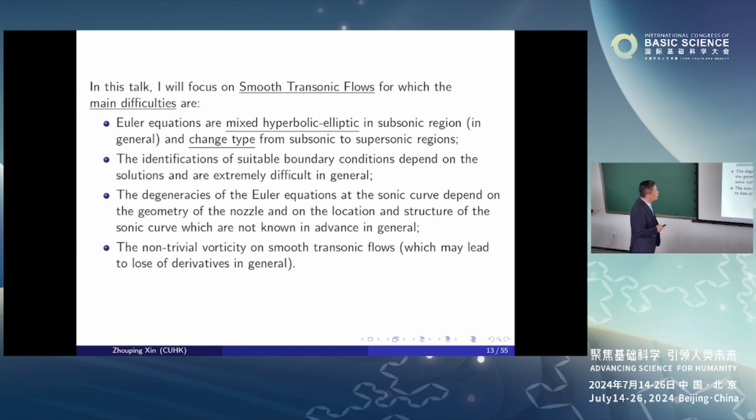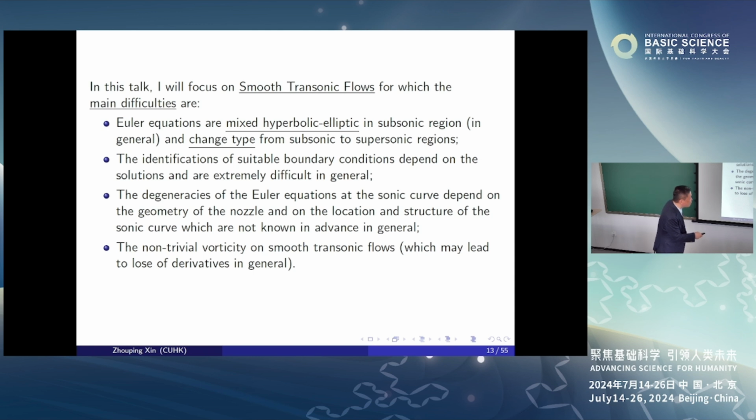The degeneracy of the Euler equation at the sonic curve depends on the geometry of the nozzle, for example, on how narrow the nozzle is, and on the location and structure of the sonic curve, which are not known in general. Another important thing: we don't want to deal with just potential flow. We want to deal with fluids which have vorticity, because potential flow is only a mathematician's toy model. Real fluids must have vorticity.